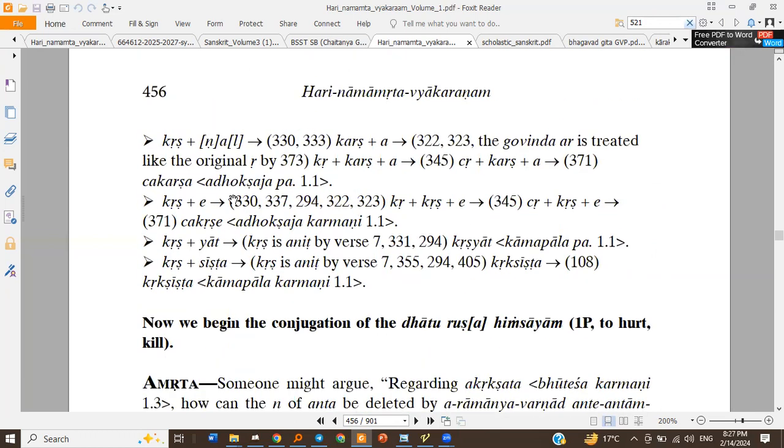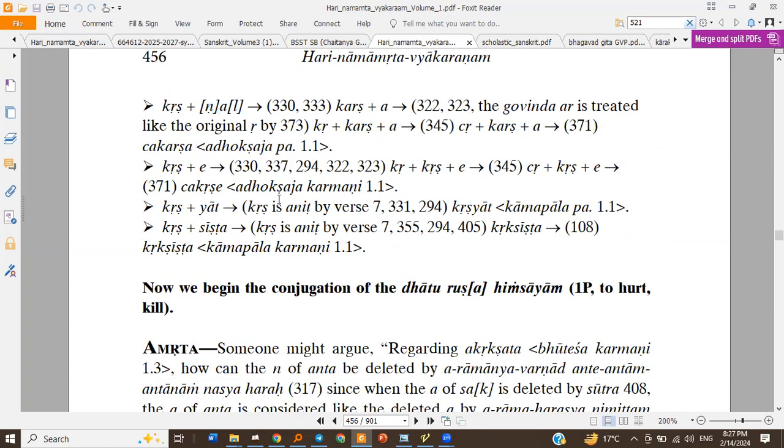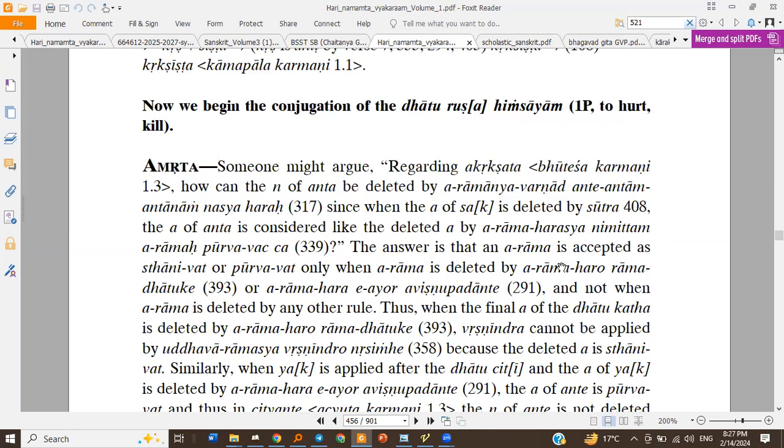Then Krish plus Nal here, Adhokshaja, Litlakar. So we do Lagudasya Govindaha and then Sthanivad Durojanam. Then Kavarga Narasya Chavargaha, Narari Ramasya Aramaha, we get Chakarsha, Chakarsha, then Chakarshi, ityadi, Krishyat, Krikshishta, ityadi.